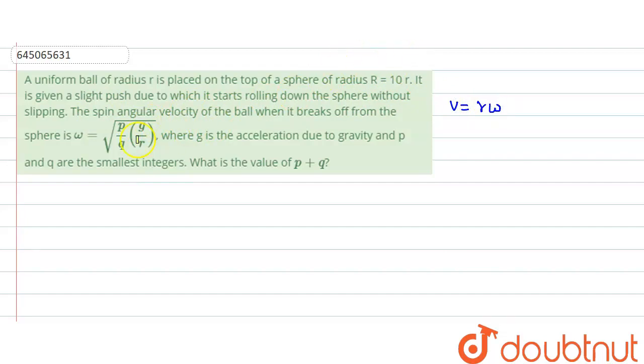Now the spin angular velocity of the ball when it breaks off the sphere is given to be omega equals square root of p by q times g by r, where g is acceleration due to gravity and p and q are smallest integers. We need to find the value of p plus q.